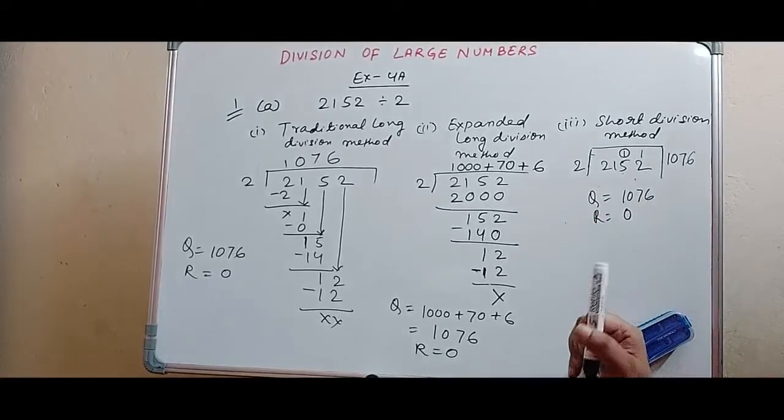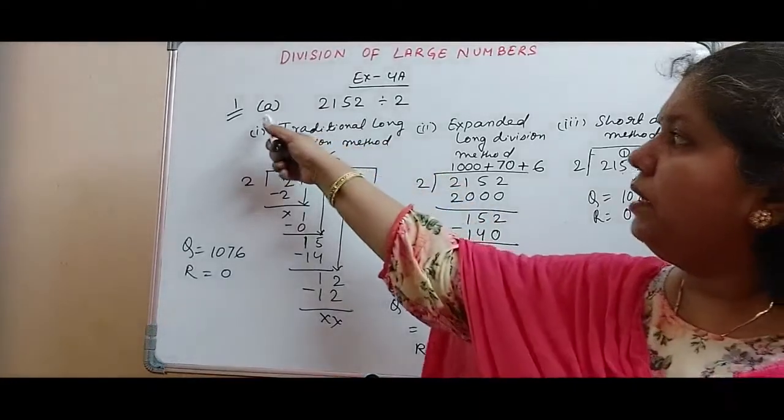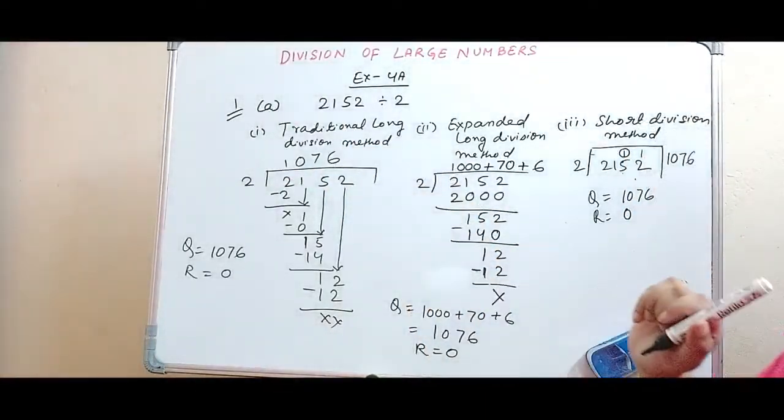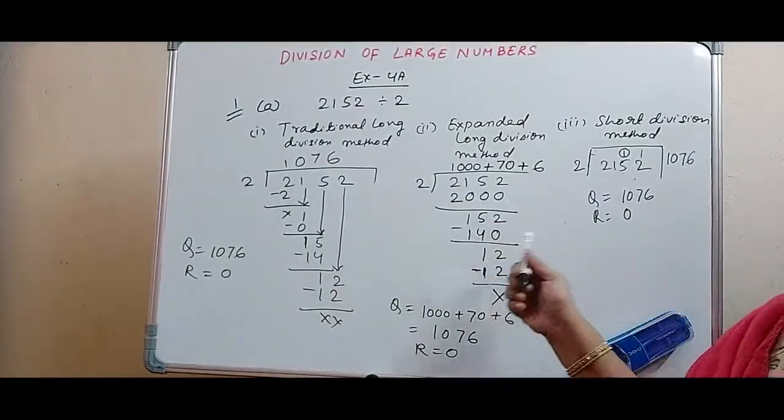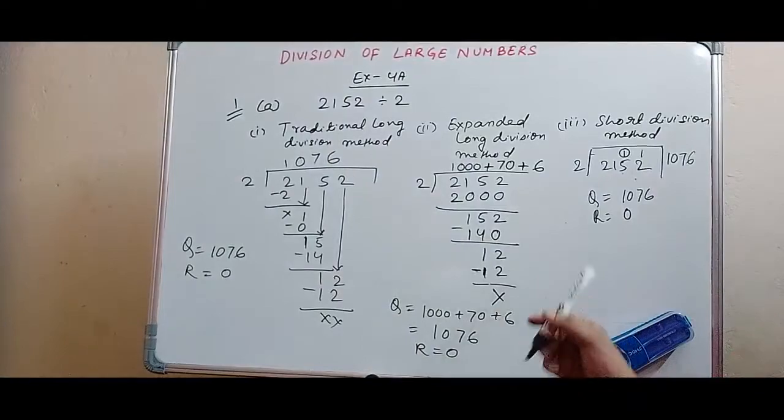So each and every bit, like I have done for bit A, so you have similarly more 3 bits. All the 3 methods you have to use and solve each bit. Okay.